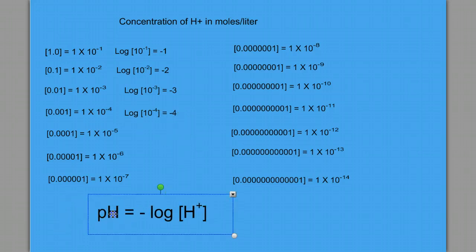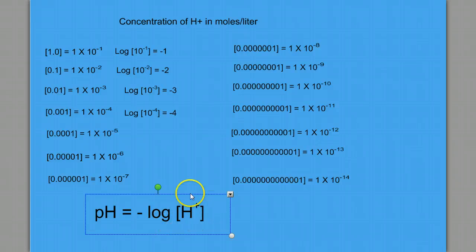And so this is what we come up with. The negative log of the concentration of hydrogen ions equals the pH, which makes this the pH of 1, 2, 3, 4, 5, 6, 7, 8, 9, 10, 11, 12, 13, 14. And so 14, even though it's a big number, bigger than 1, actually represents a much smaller number. 0.0000000000001 is a much smaller number than 1.